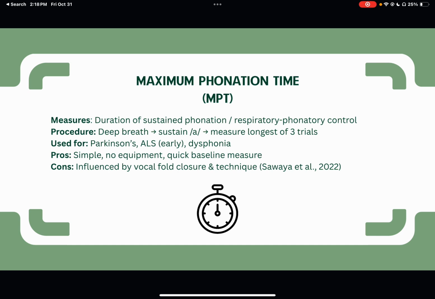However, it's not purely a respiratory test because the results can be influenced by vocal fold closure and overall voice technique. But the research done by Sawaya found that MPT is a useful and practical way to assess respiratory function, especially in older adults, since it reflects how well respiratory and phonatory systems are working together.